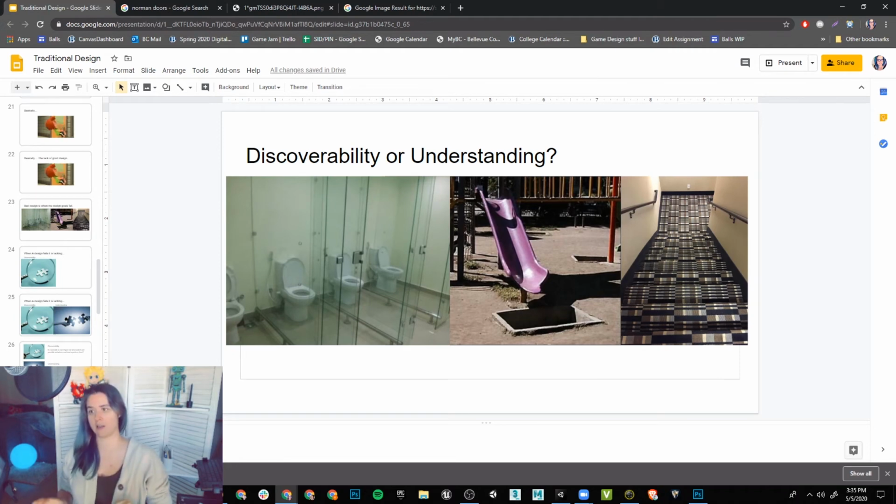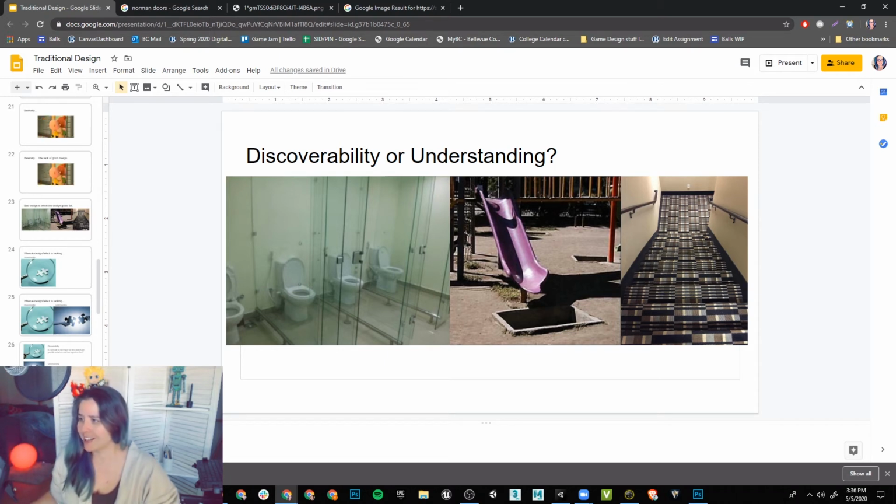Okay, so let's look at these again. The toilets, the glass doors. What is it lacking? This one here. Understanding or discoverability? It's lacking understanding. The designer does not understand the needs of the person using this. I get how to use it, but why would I? What is the point of this? When you ask yourself that.